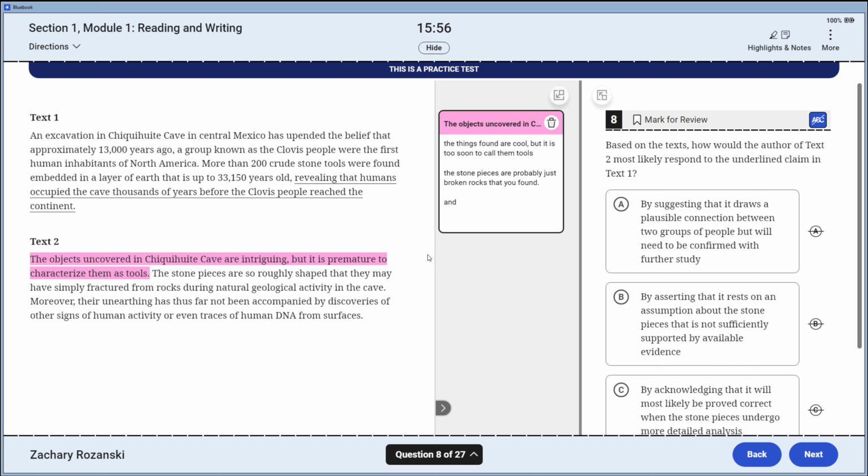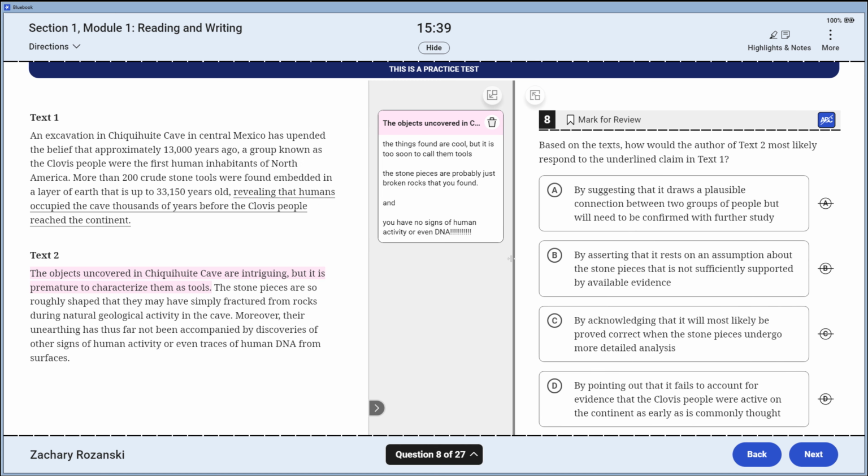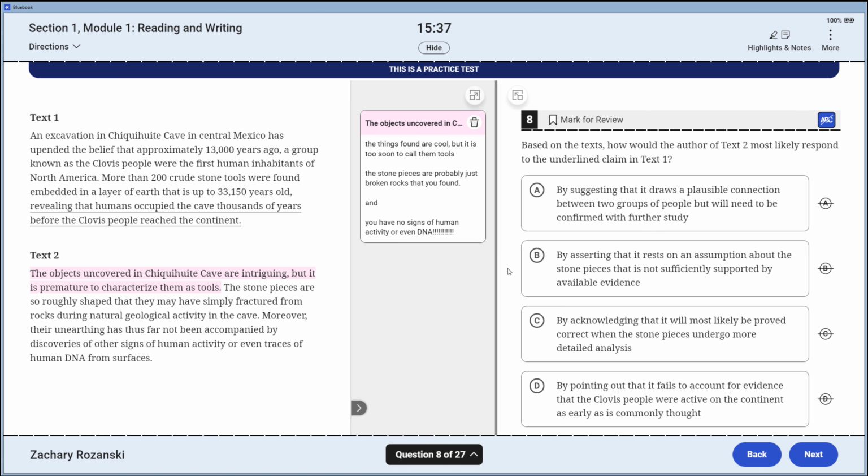their unearthing has thus far not been accompanied by discoveries, and you have no signs of human activity or even DNA. So they're angry. They're like, dude, you can't call those rocks, or sorry, you can't call those tools. Those are broken rocks at best. Now we can start digging into the underlying claim, revealing that humans occupied the cave thousands of years before the Clovis people reached the continent.